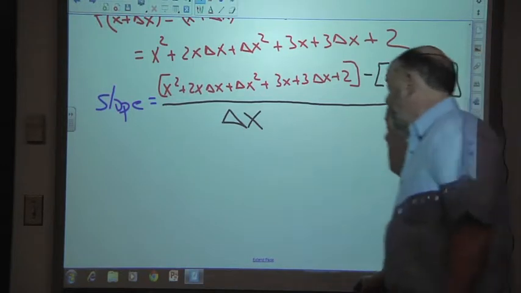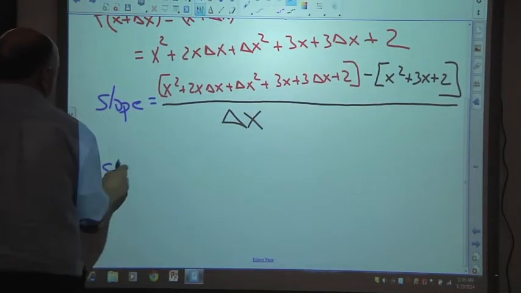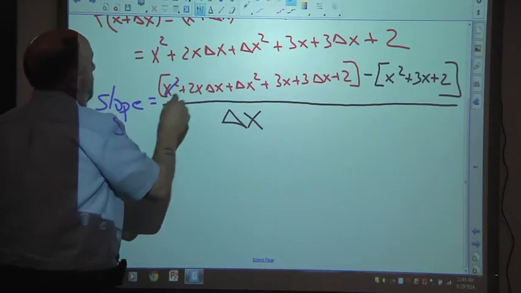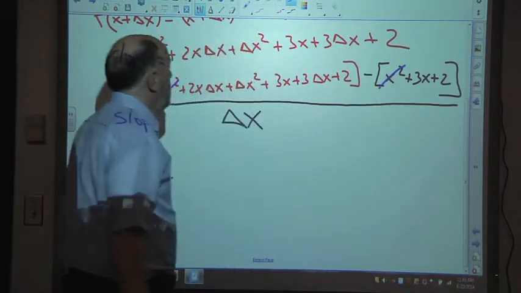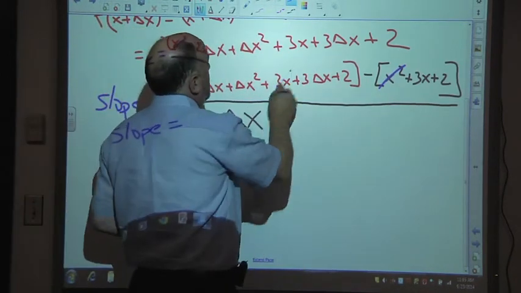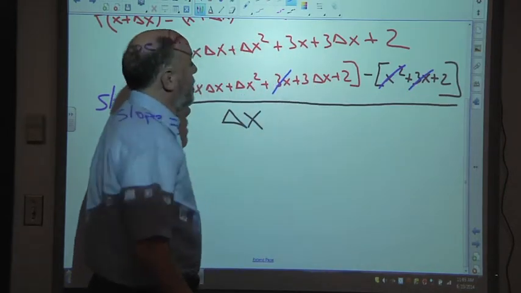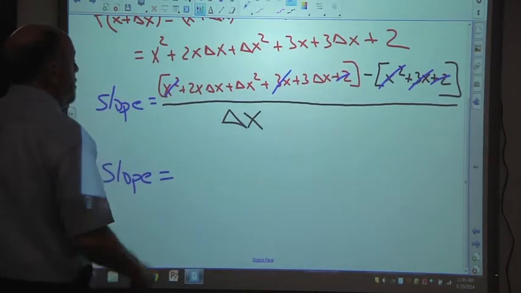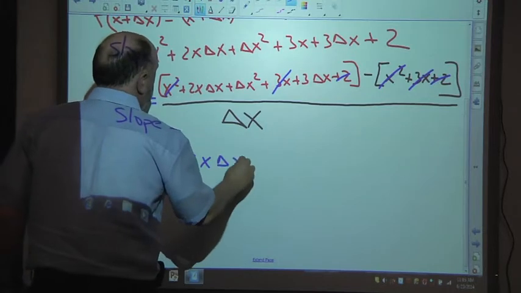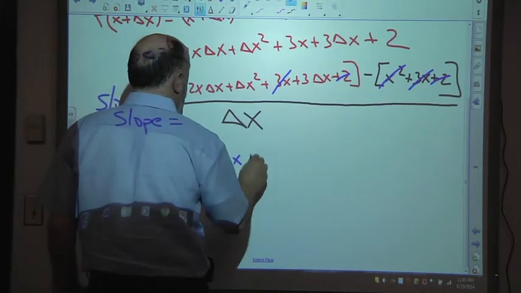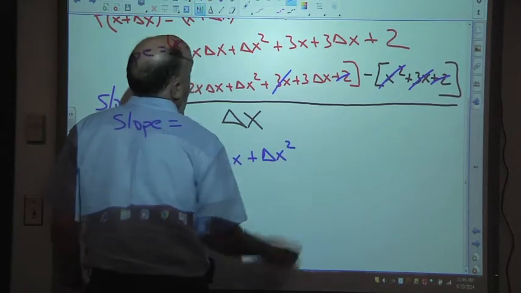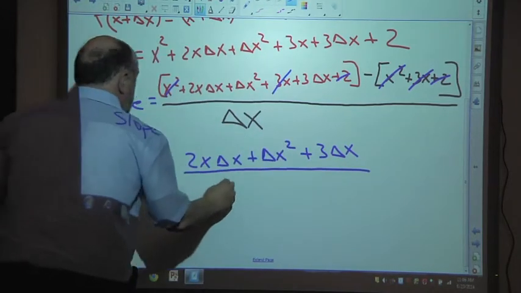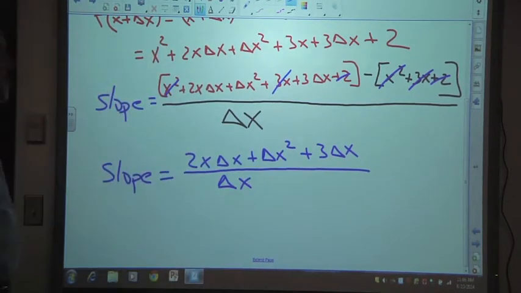So if I look at this, we got that the slope, so we got an x squared here minus an x squared over there, so that goes. We have a 3x minus a 3x, so that goes. And then we got a 2 minus 2, and that goes. So we're left with 2x delta x plus delta x squared plus 3 delta x all over delta x.